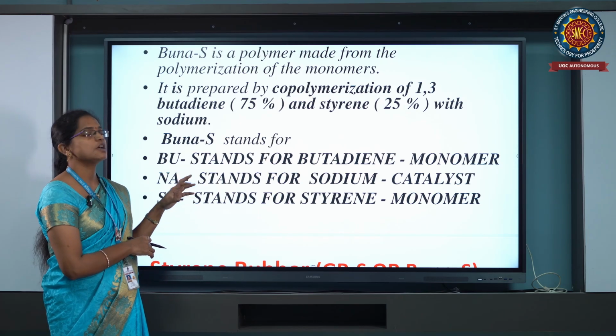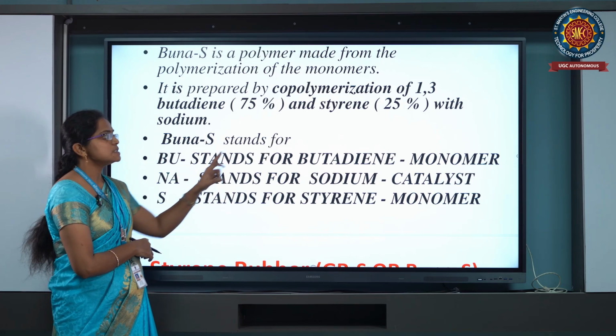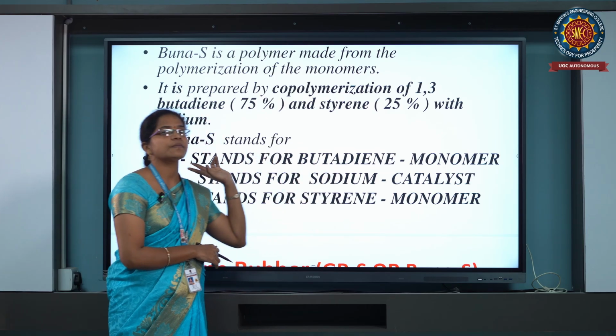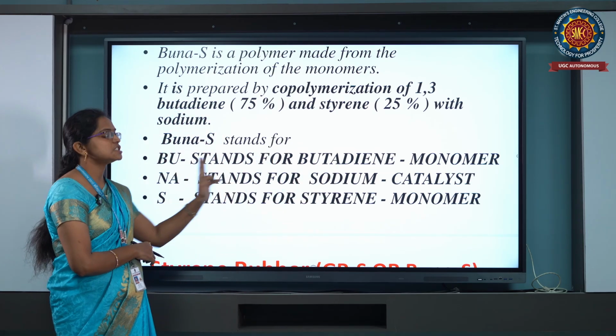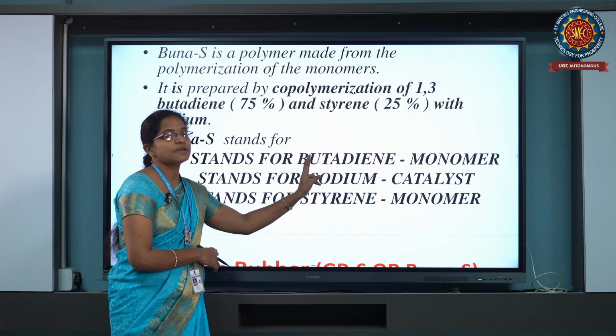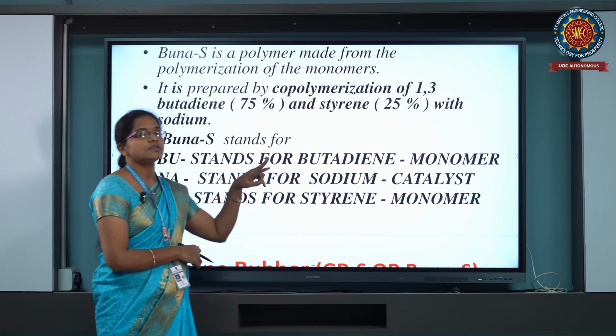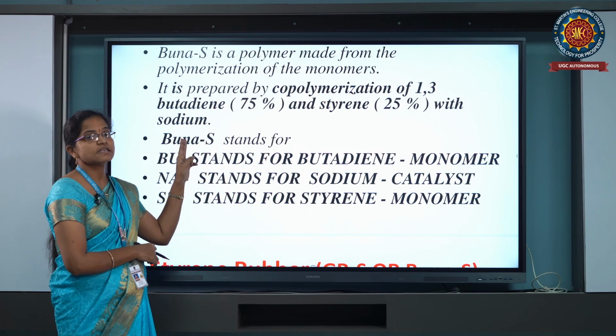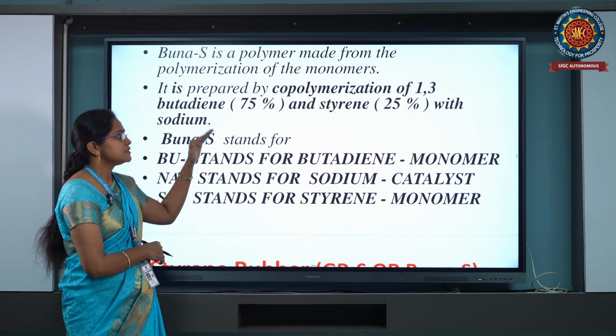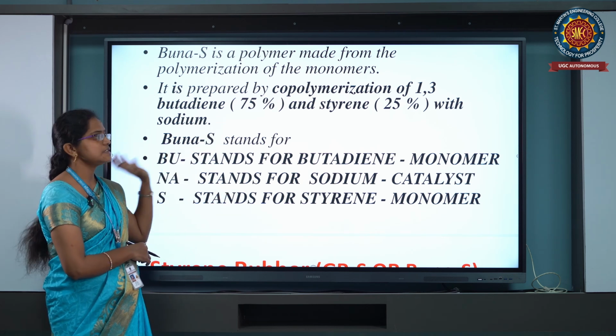What are the monomers of Buna-S? Buna-S has two monomers: butadiene and styrene. These two monomers, in the presence of a catalyst, form Buna-S. Okay, that is the polymer. This is the synthesis of the Buna-S structure.